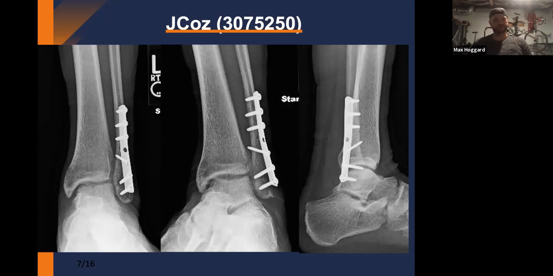So you can see that x-rays aren't the best as far as having a nice clean mortise just from a radiograph standpoint, but you can see how everything's again lined up and anatomic. So again, hopefully setting this person up to do well as far as healing goes.